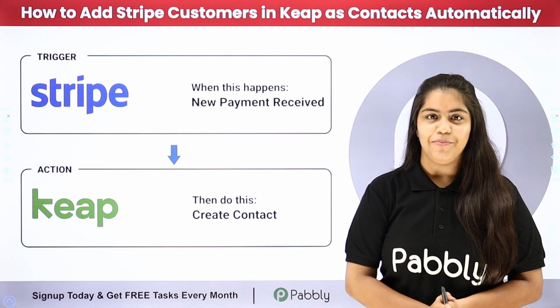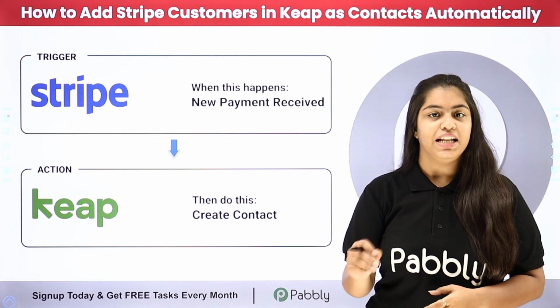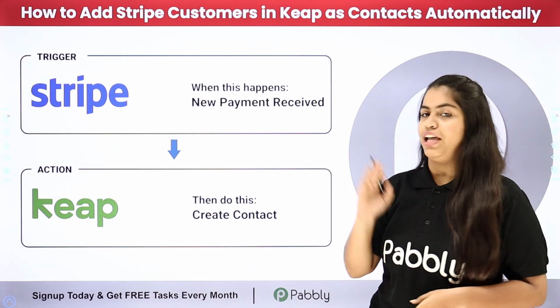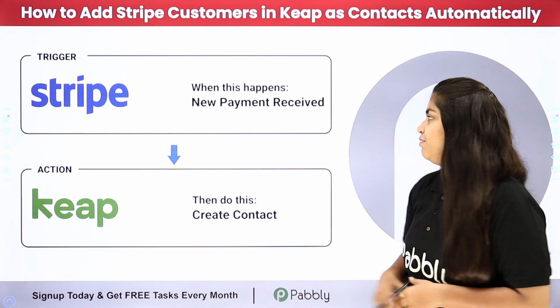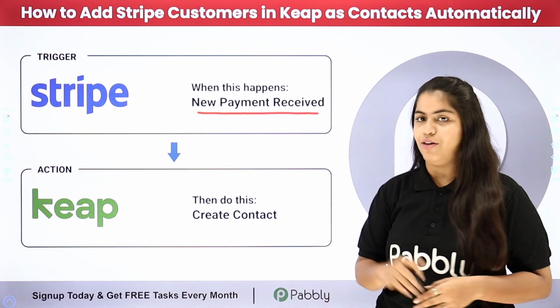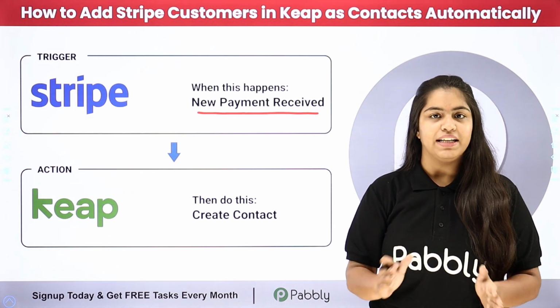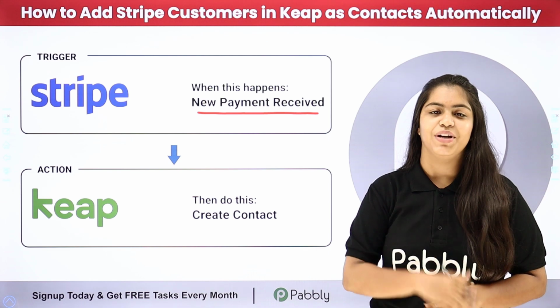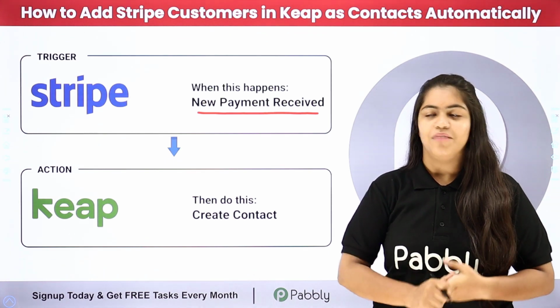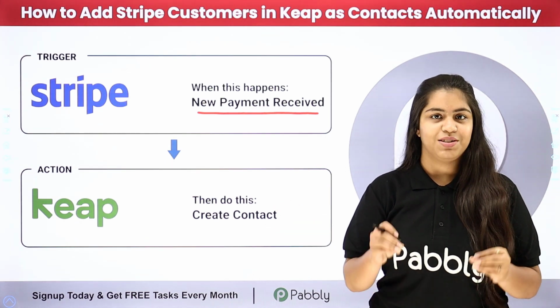I'm running an edutech company and I'm selling my courses online with the help of my Stripe account. And now I want that as soon as a new payment is received in my Stripe account, that is, as soon as a new course is sold on my Stripe account, automatically with the same details, a contact should be created in my Keap account too. I'm going to do this because I want to improve my student support.